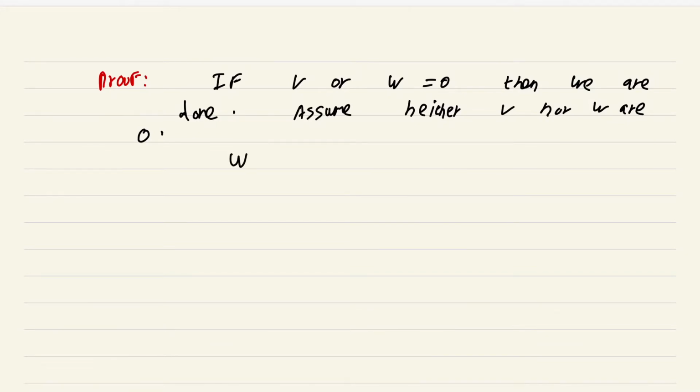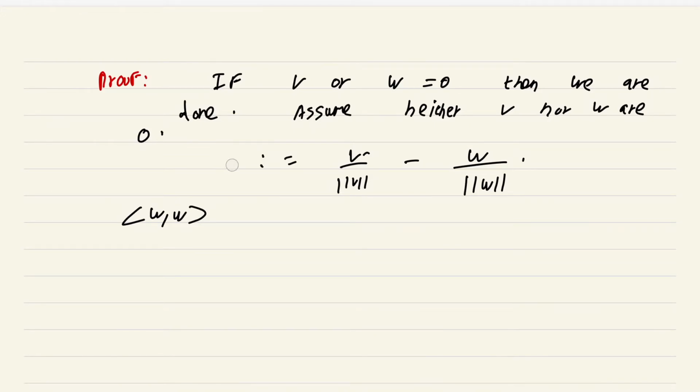The only part you have to memorize is to consider the vector V by norm V minus W by norm W, and take the inner product of it with itself. Actually, I shouldn't call it W because I already have W on the right hand side. So let me just call it U, the previous letter. All you have to remember is to define this auxiliary vector U, which is just V by norm V minus W by norm W, and take the inner product of U with itself.